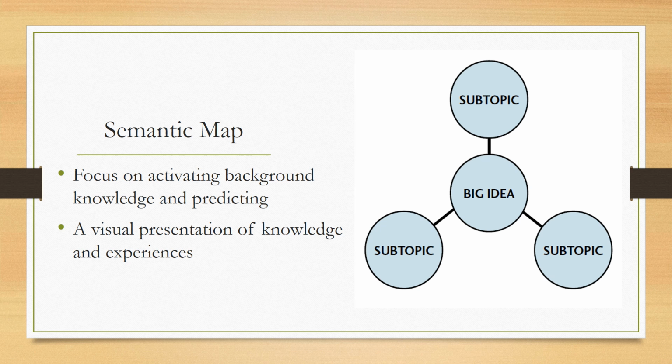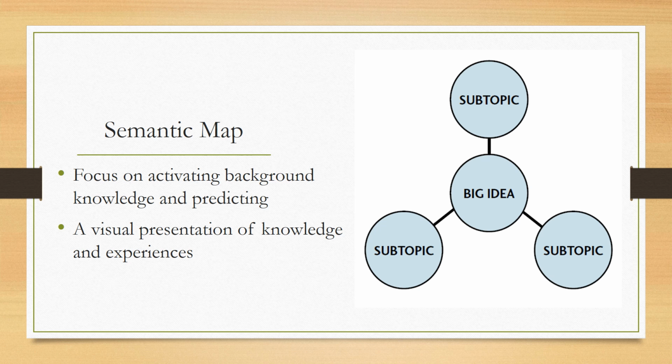Using semantic maps helps to activate background knowledge and predictions. A semantic map is a visual presentation of a person's knowledge of or experiences with an identified concept. Creating a semantic map can encourage predictions about what the text is going to be about.